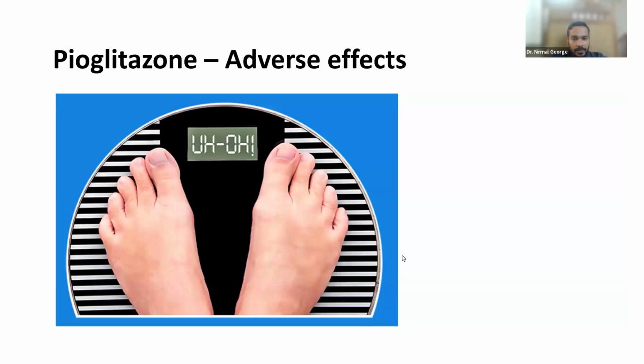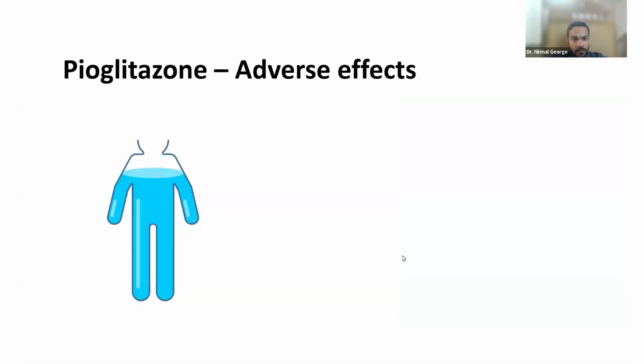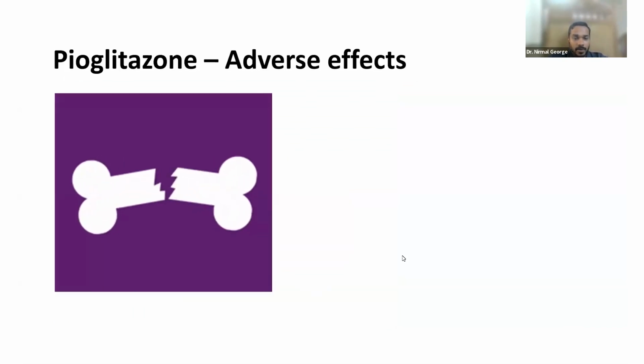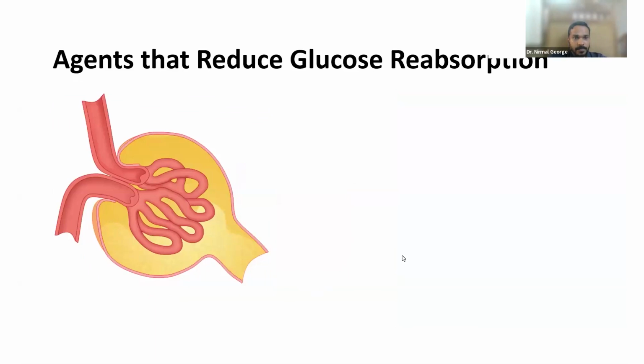And this is due to anabolic effects, adipose tissue synthesis, and also due to fluid retention. And this fluid retention is particularly problematic in patients who are having heart failure, because fluid retention can worsen the heart failure. Pioglitazone also produces bone fractures, and this is particularly common in elderly females.